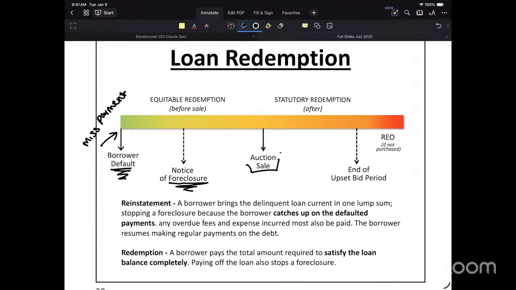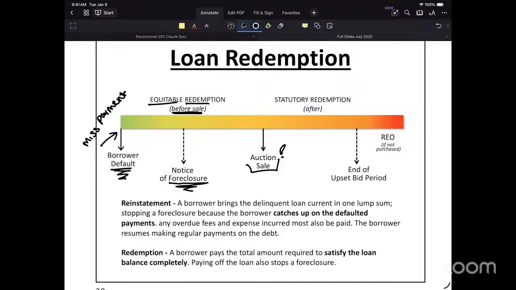Before the actual auction sale, you have the right to redeem yourself: the equitable right of redemption before the sale. You can say, just kidding, I know I missed three payments, here are the three payments and the late fees, just let me continue with my mortgage. And a bank will generally say okay, because they're trying to get all this interest from you.